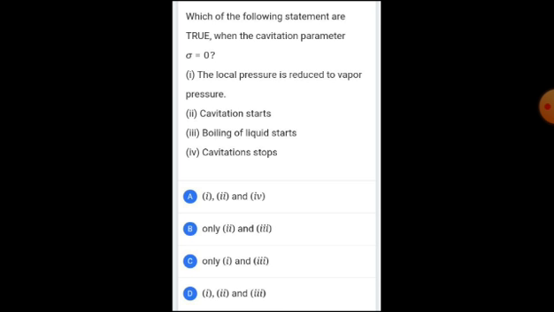Finally option D, which includes the local pressure. First of all, local pressure is reduced to vapor pressure, due to which cavitation starts. As a result of cavitation, boiling of liquid starts. Therefore the correct option for this question is option D.